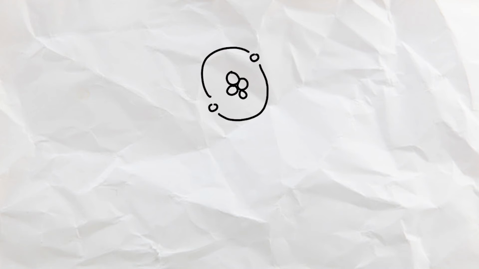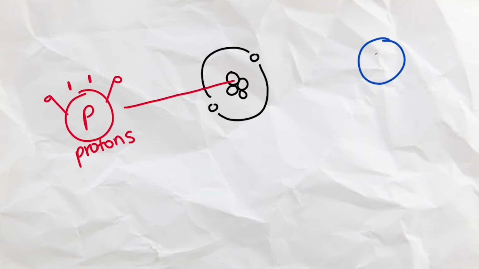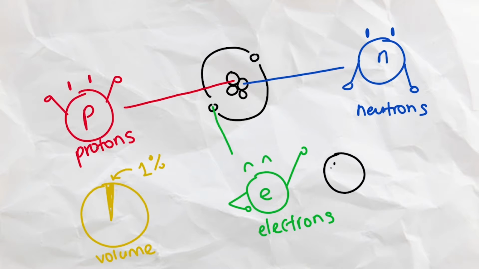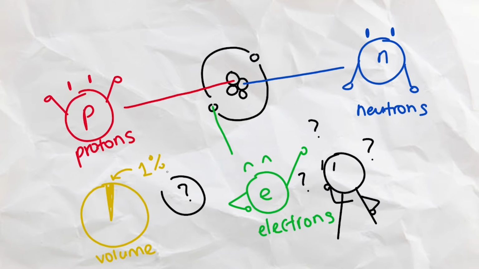The short answer: atoms are made of protons, neutrons, and electrons, which make up less than 1% of an atom's total volume. But what are they? And what are those guys made out of? We will be exploring those particles in depth in this video.